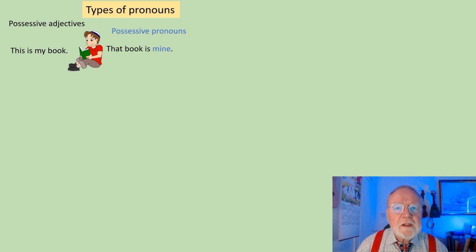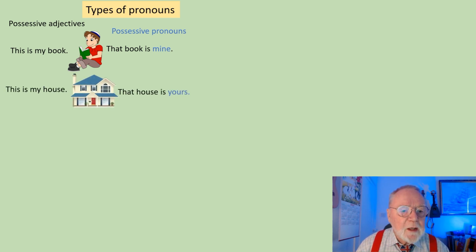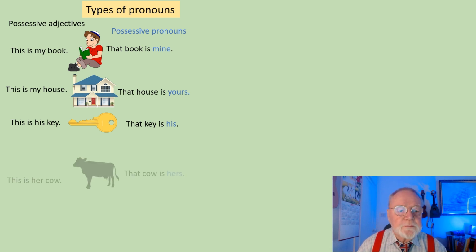I can, however, change the demonstrative pronoun. That's this and that, and it depends where I am when I actually use the word, but I'll talk a little bit more about that in a moment. This is my house. That house is yours. This is his key. That key is his.